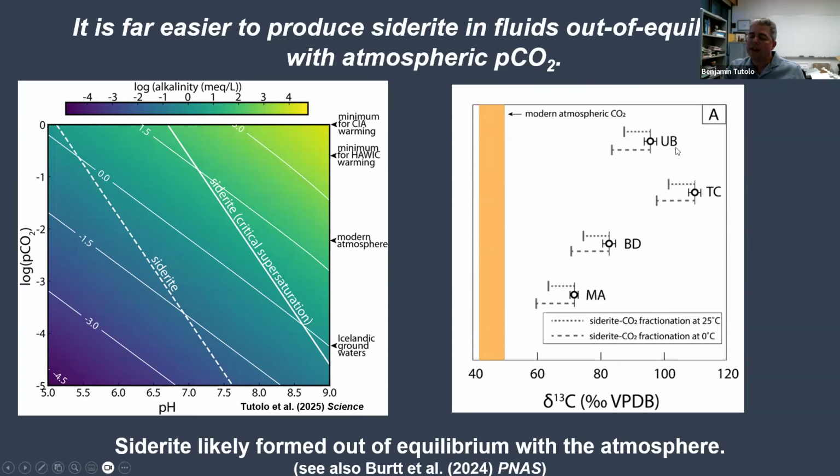What this means in general is that these samples, and these dashed lines here are the expected fractionations, could not have possibly formed out of a solution that was in equilibrium with respect to the atmosphere on ancient or modern Mars. So in both cases, this supports the idea that pore space precipitation out of equilibrium with the atmosphere in a fairly high pH, fairly alkaline solution could have given us the siderite we observe.